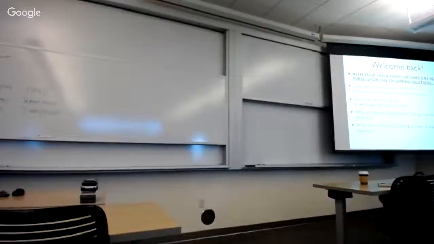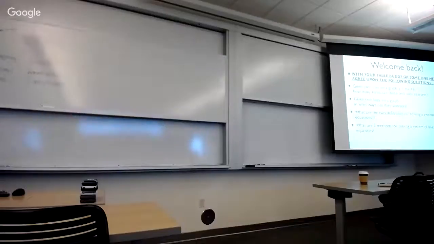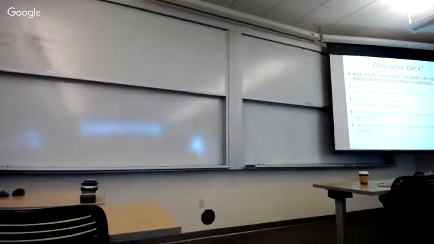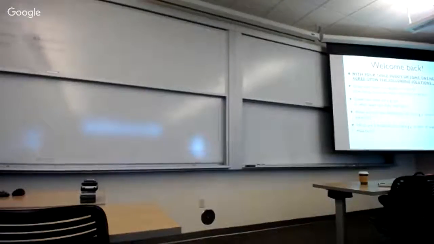And then what were the two definitions of solving a system of linear equations? This one's very important. What's the first definition of solving a linear system? What does it mean to solve a system? To solve a system means a visual point of intersection that you can see by graphing.